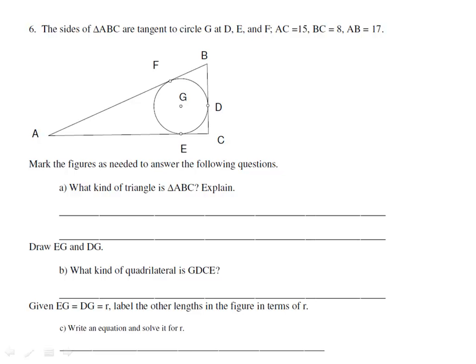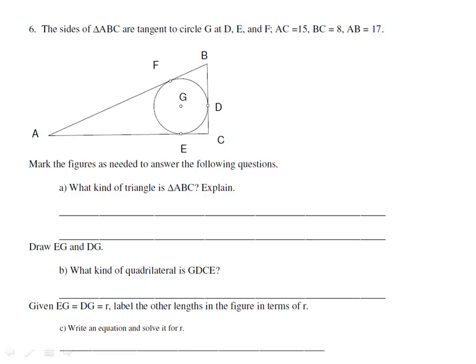Okay, here we are, number 6. Kind of a unique problem here. We've got a circle inside this right triangle, and we're told that the sides of triangle ABC are tangent to circle G at D, E, and F. AC is 15, BC is 8, AB is 17. So let's mark up our figure.